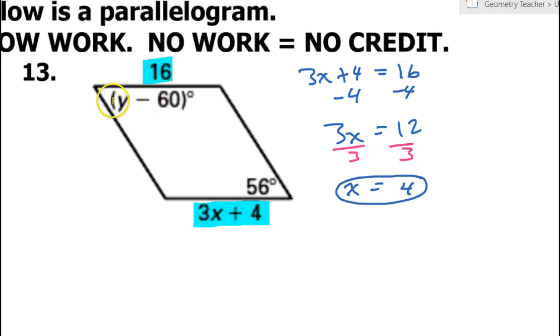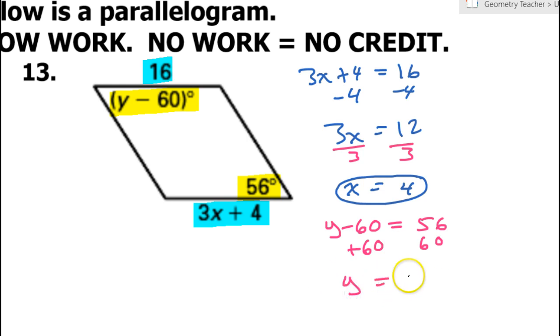Now opposite angles are also congruent, so we can make an equation out of that. So that means that y minus 60 must equal 56. If I simply add 60 to both sides, that should give me the value of y. So that's going to be 116.